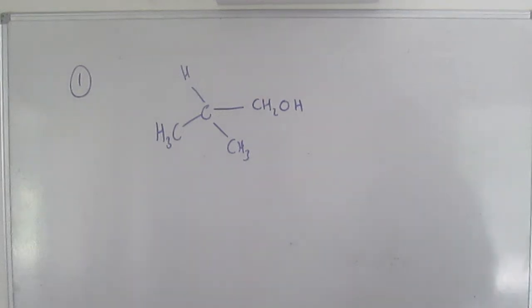Question 1 then gave us this alcohol and asked for 3 things: name, skeletal formula and molecular formula. Some people lost marks simply because they did 2 out of 3, so always read the question carefully, make sure you do everything that it asks you to do.